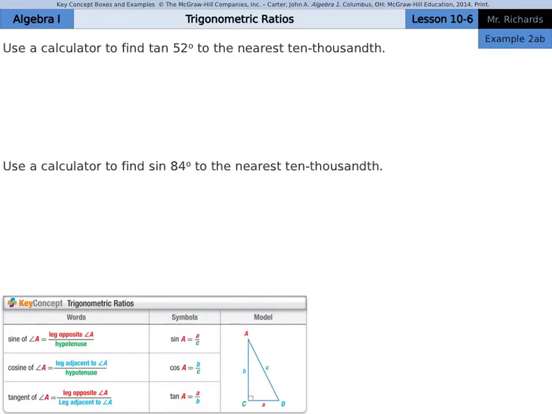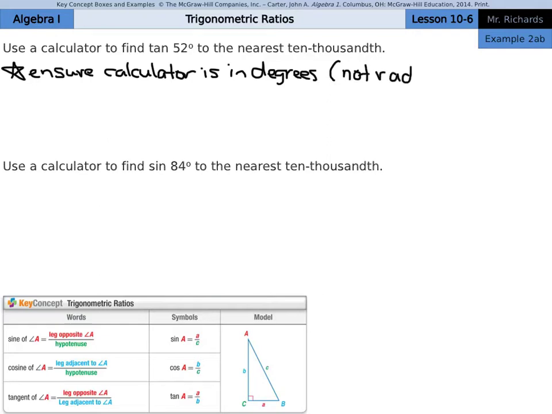In our next examples, use a calculator to find the tangent of 52 degrees to the nearest 10,000th. Before we start this, we need to ensure that our calculator has the right settings. So ensure your calculator is in degrees, and the opposite of that is radians, so we do not want this in radians for these calculations today. Not radians.